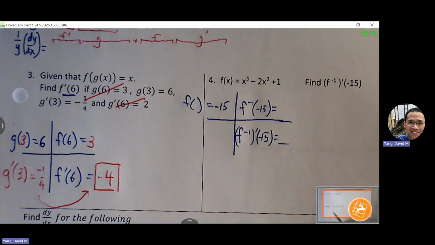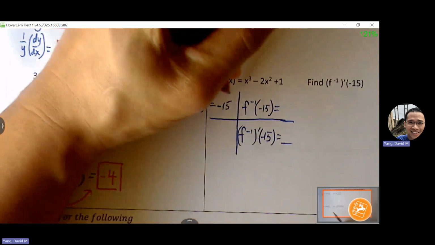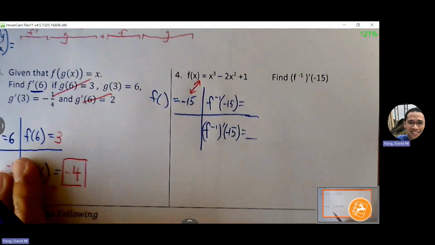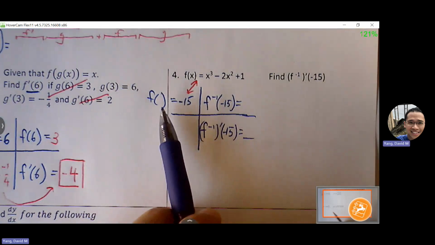So now I can use that negative 15 to help me find what I'm looking for. And so how can I use my function to help me get to my next step?